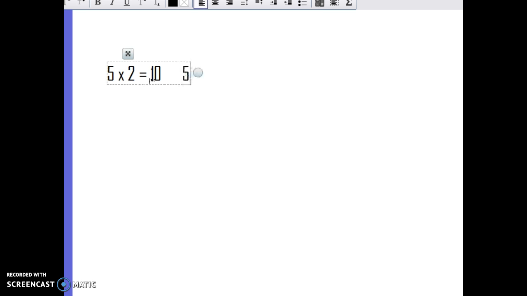Let's do 5 times 4 equals 20. And then 5 times 8 equals what? Okay, so first I want you to notice that when you do times 2, that is the number doubled. So 5 doubled is 10.